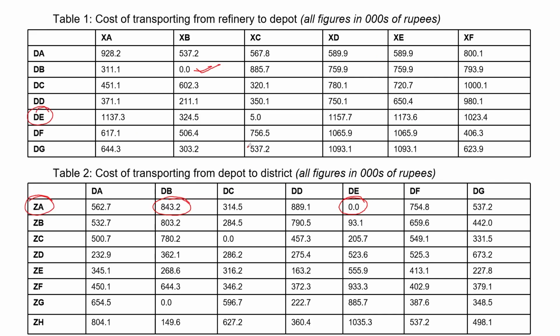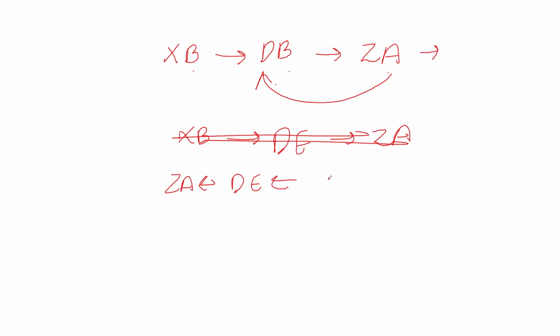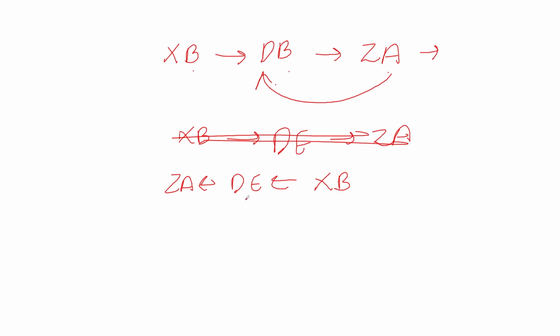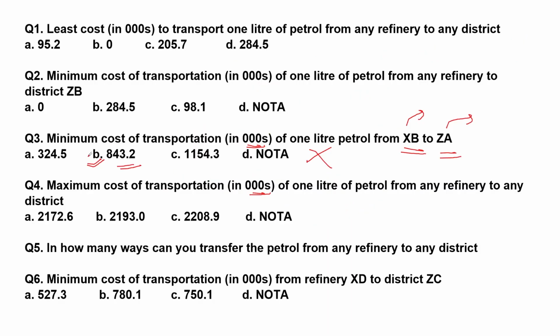DE to XB, or we need XB to DE. XB is fixed, so the price from XB to DE is 324.5. So this route costs 324.5 and this route costs 843.2. So which one is more cost efficient? Obviously this one. So the correct answer is not this. The correct answer is option A.